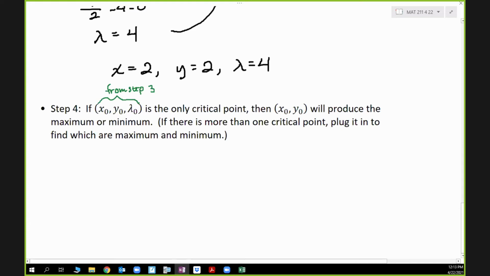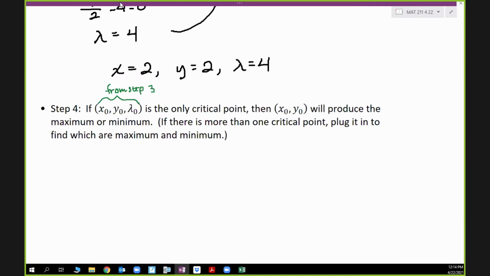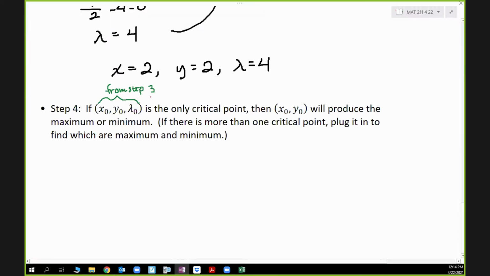In parentheses, I have this little note, if there is more than one critical point, so if we had found more than one x, y, lambda in step 2, we would have to plug it in to find which was the maximum and which is the minimum. That's not actually going to happen in this class. We will always just get one x, y, lambda from step 3. So we don't actually need to worry about this. It's just a note that that can happen, but it won't here.